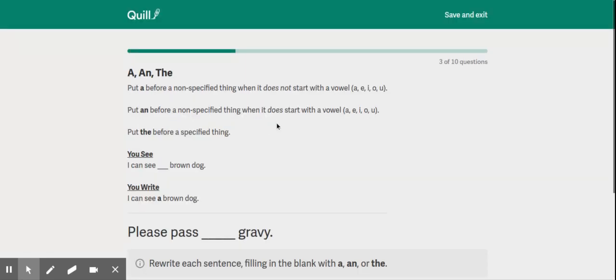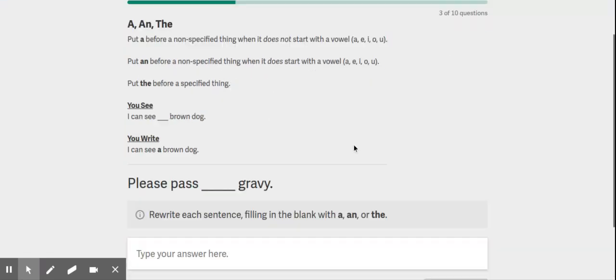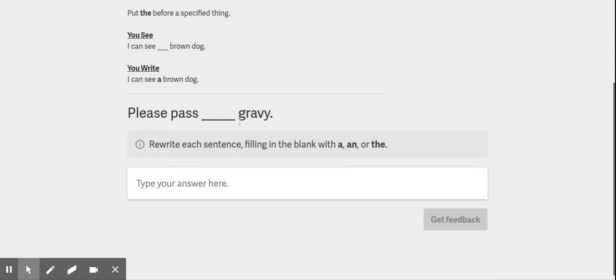Looking at my progress bar, I've done 3 of 10. "Please pass blank gravy," a or an or the. Am I saying just pass any old gravy, or am I probably talking about a specific gravy? Probably the one on the table, right? So, please pass the gravy.